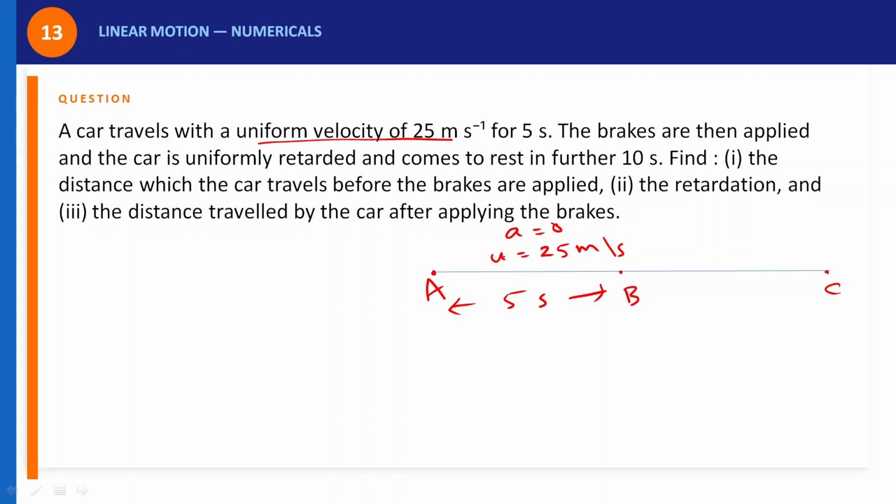And the next, it further comes to rest. I mean, here the final velocity is 0. How much time is taken from B to C? 10 seconds. And this is the retardation. Let's find the acceleration first, with which the body accelerates, and solve it.